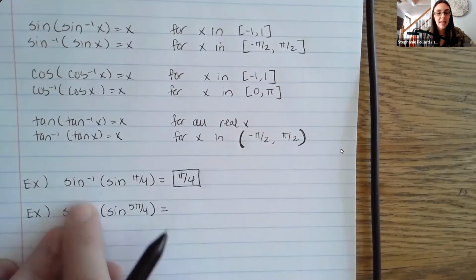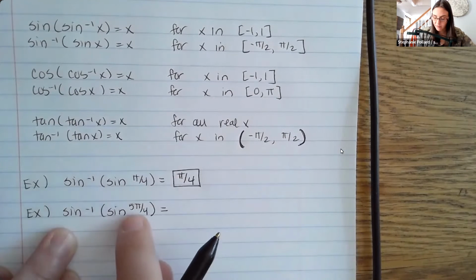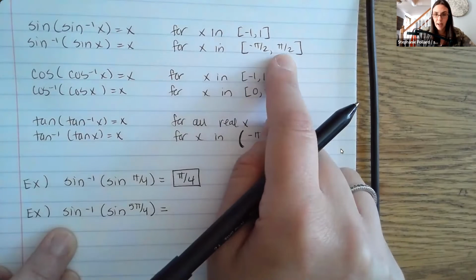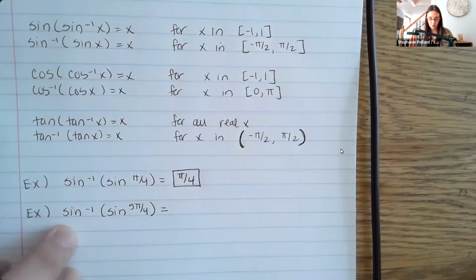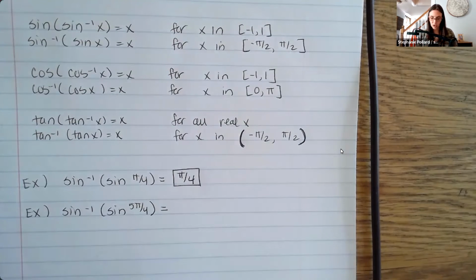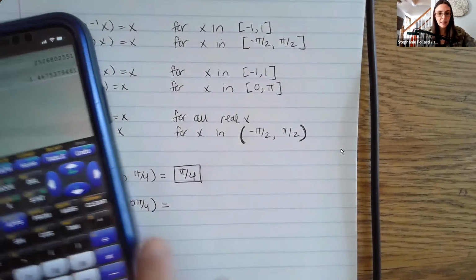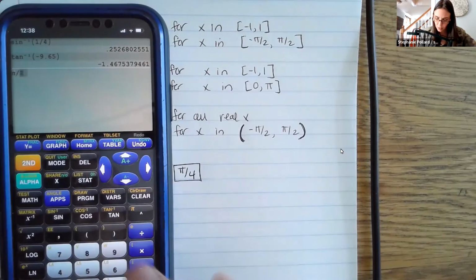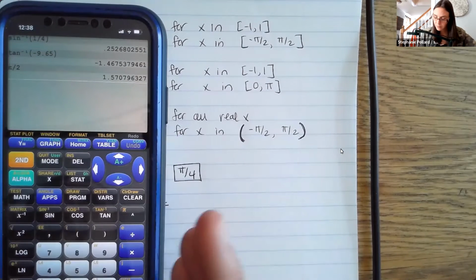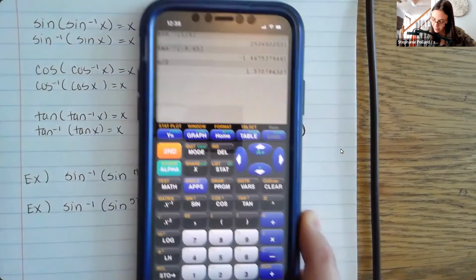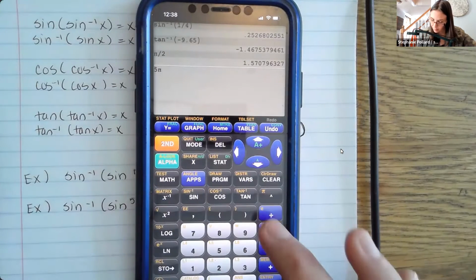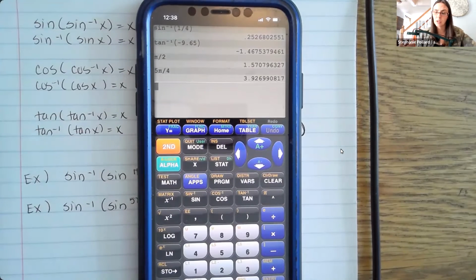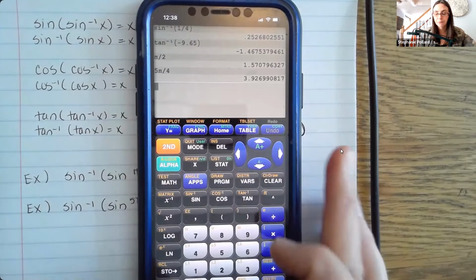Second example, we're set up the same way, but I want you to notice that 5 pi over 4 is not in between negative pi over 2 and positive pi over 2. If you're having trouble with that, you can just use your calculator to check. Obviously, this is positive, so I don't have to worry about the negative side. But pi over 2 is about 1.57, and 5 pi divided by 4 is about 3.92. So that's definitely outside the range, and I can't just cancel things out.